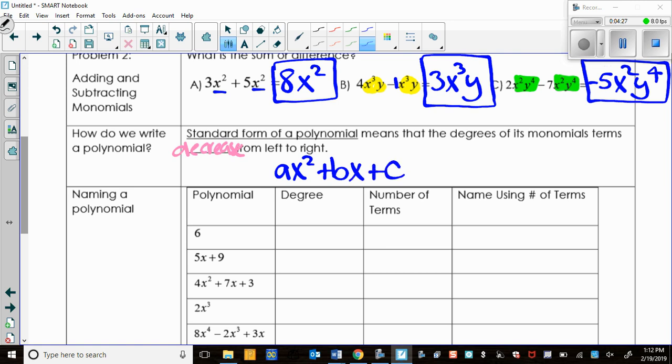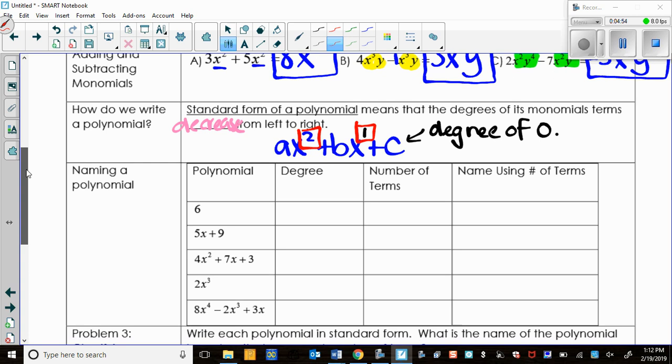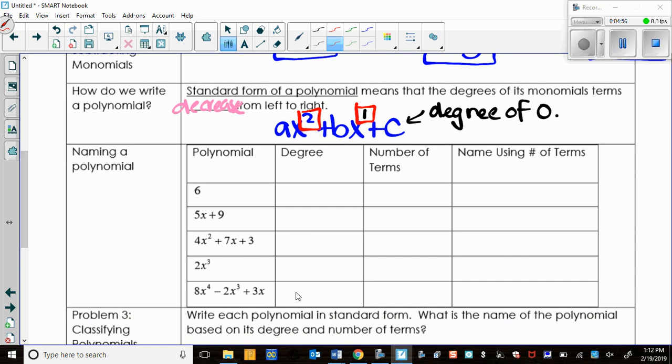The term with the highest exponent will go first, so x squared is our first degree. Then we go with x to the first power, and then really the constant. I remember I said the constant has a degree of 0. So these numbers, the 2, the 1, and the constant, which is 0, are slowly decreasing. So I'm going to go ahead and fill in the degrees for all of these.